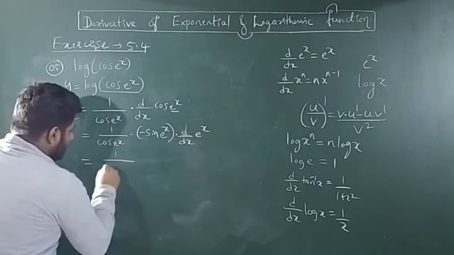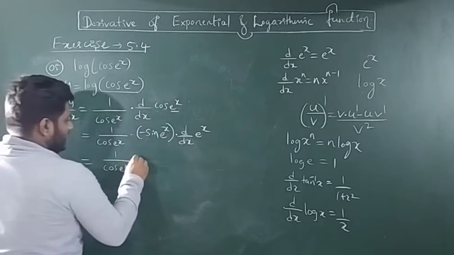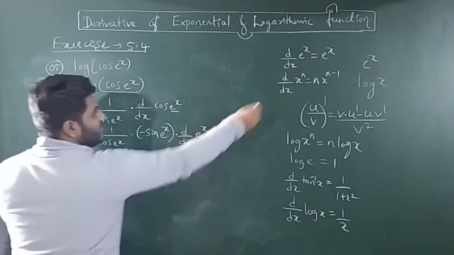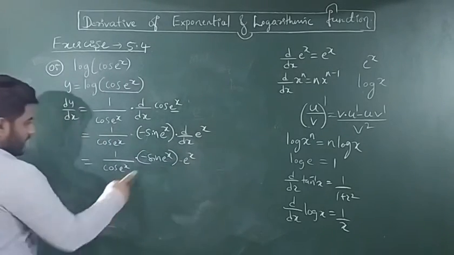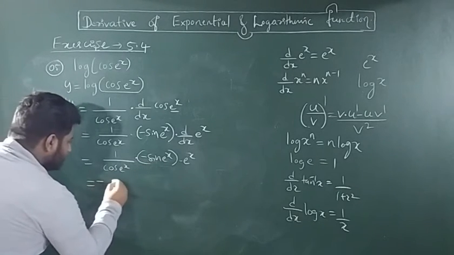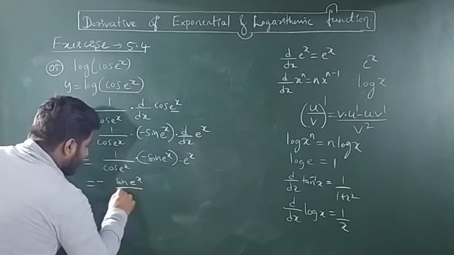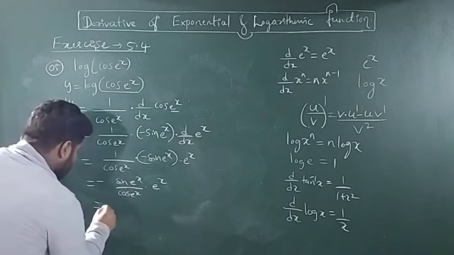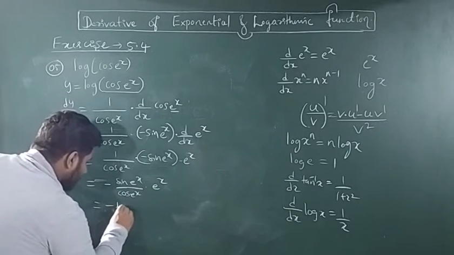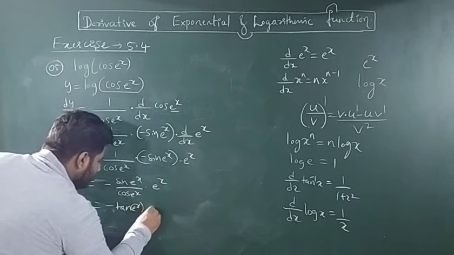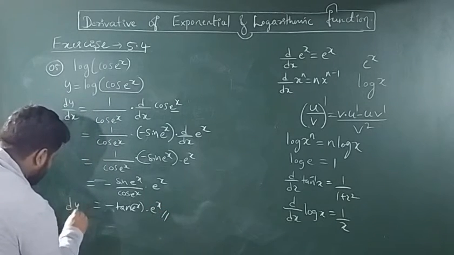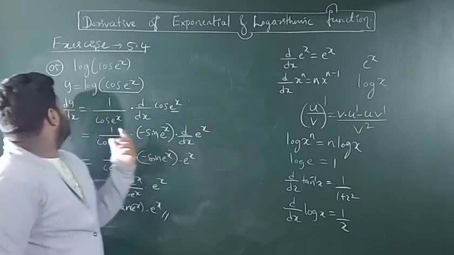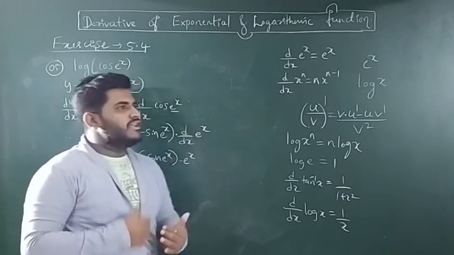So finally what we are getting? 1 divided by cos of e raised to x into minus sin of e raised to x into differentiation of e raised to x is e raised to x only. So sin by cos, we are getting minus sin e raised to x divided by cos e raised to x into e raised to x. Sin by cos is tan, so minus tan e raised to x into e raised to x is the answer, dy by dx equal to. So this is regarding the fifth example. Now we will switch on to the sixth one.